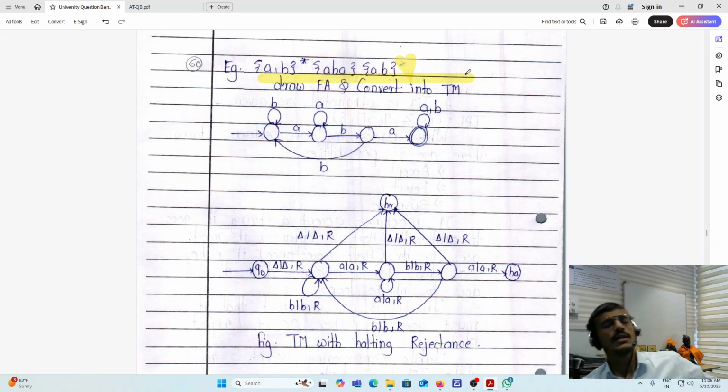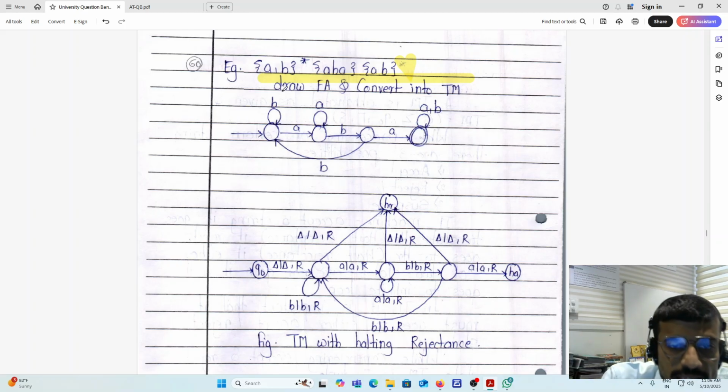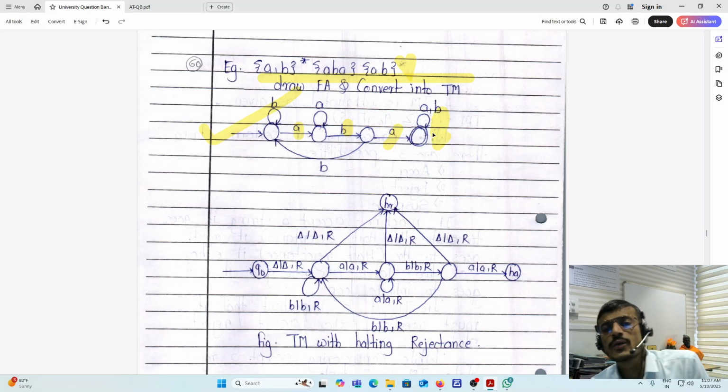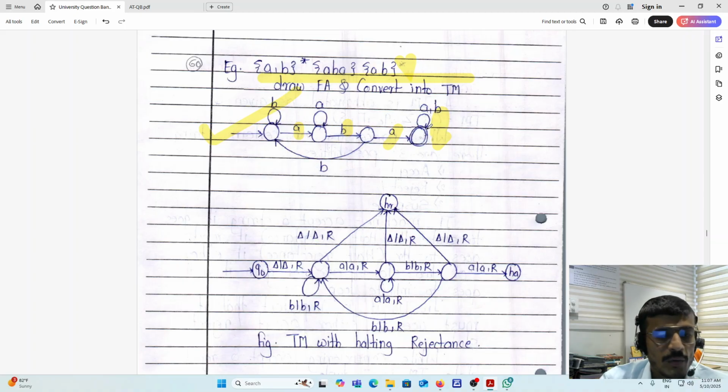How to convert the given finite state automata into a Turing machine. Basically that is the finite state automata. There should not be any doubt about drawing the finite state automata. AB star is covered over here, ABA is covered over here, ABA, and again this AB star will be covered over here. So how to convert this into a Turing machine? Before the initial state you have to add Q naught as the initial state, and then use delta delta R, meaning by reading delta it goes to the previous initial state, that is this one.